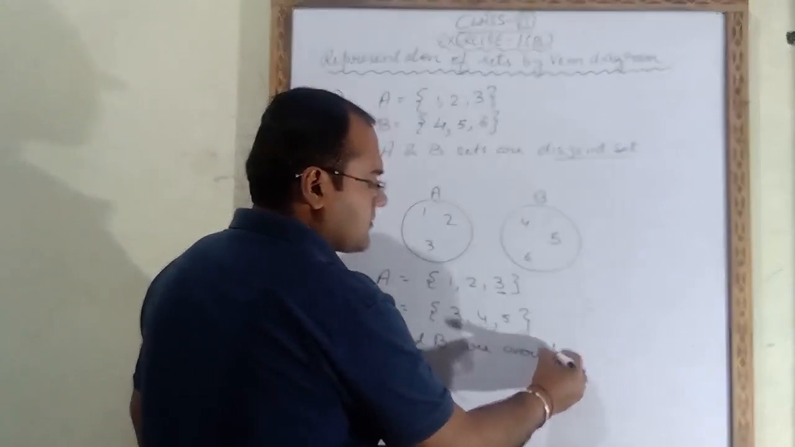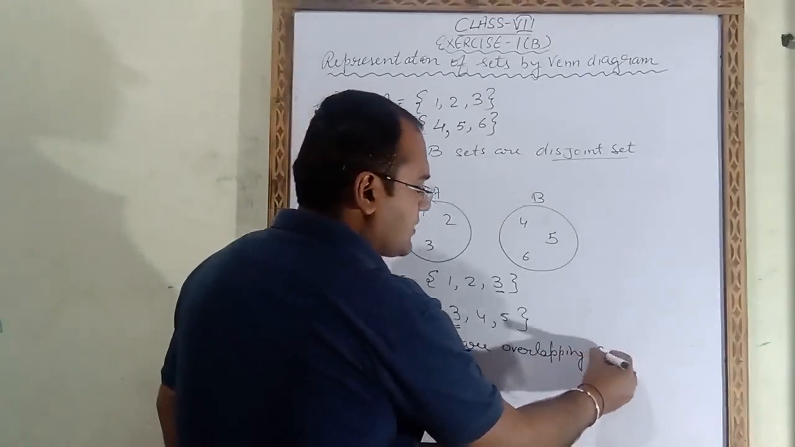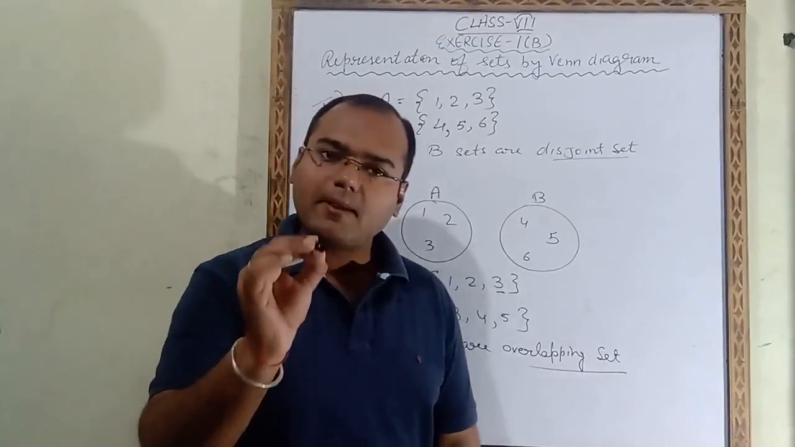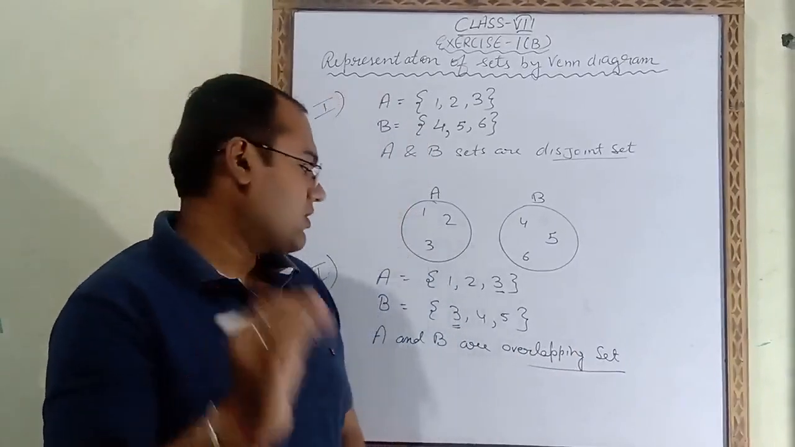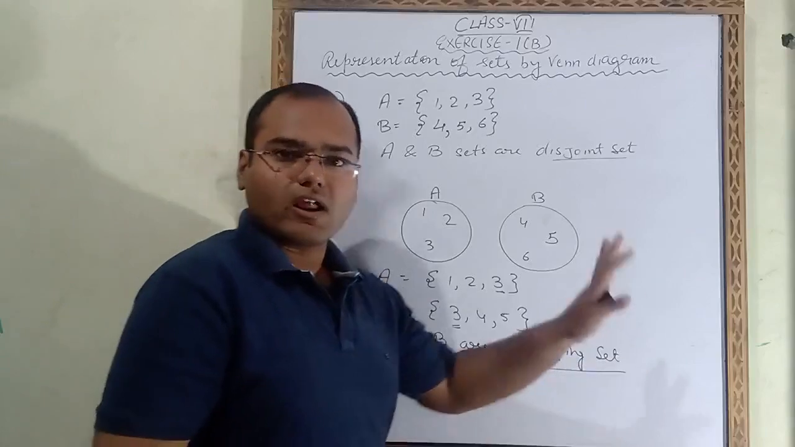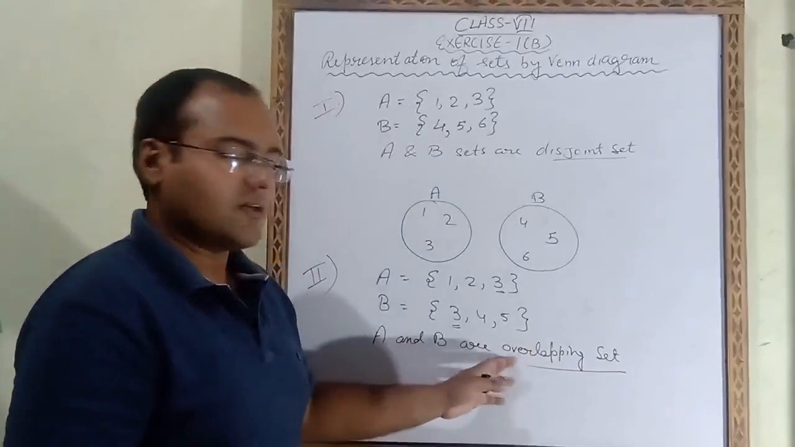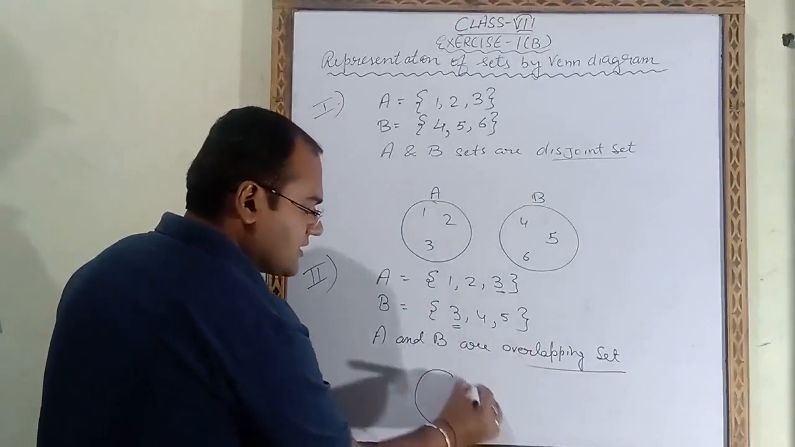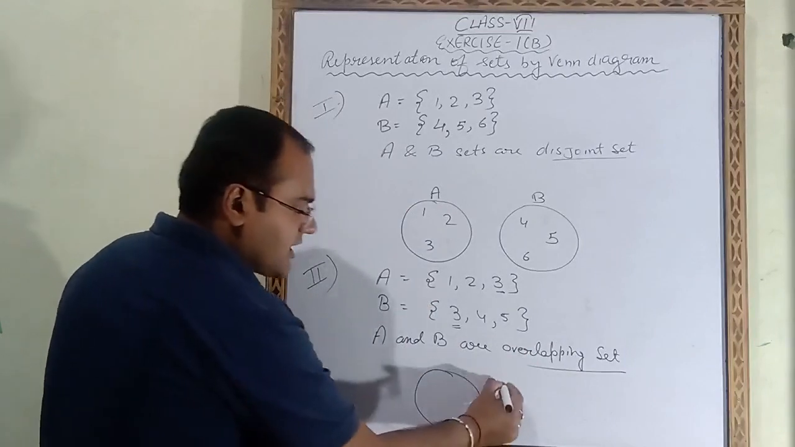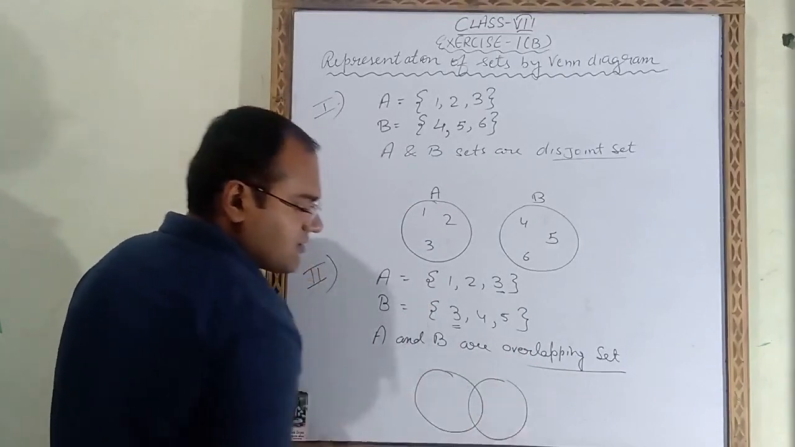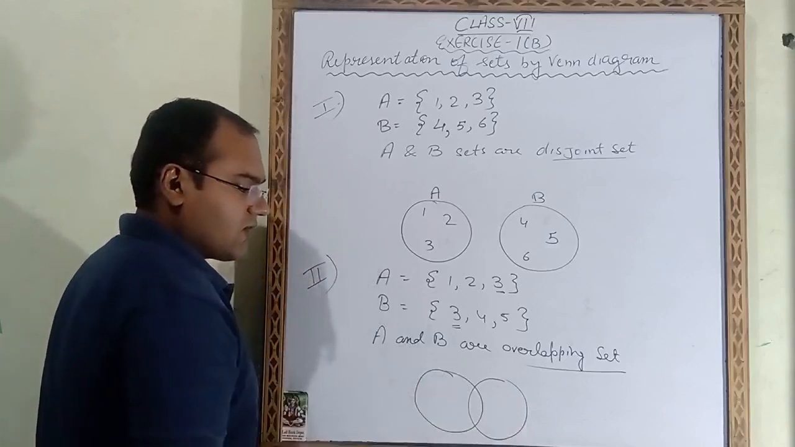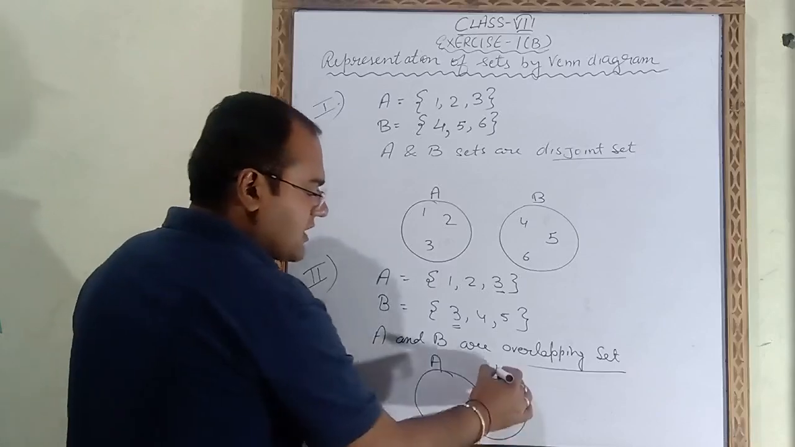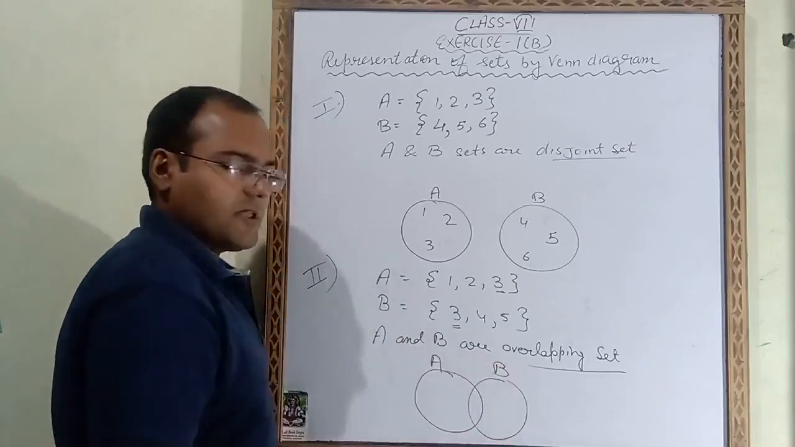overlapping sets. Such sets in which at least one member is common, we will call overlapping sets. Now how will we show them with the Venn diagram? For this we will draw a circle like this, the first circle, and the second circle will cut this first circle. Like this we have to draw for overlapping sets. On the first circle we will write A and on the second circle we will write B.